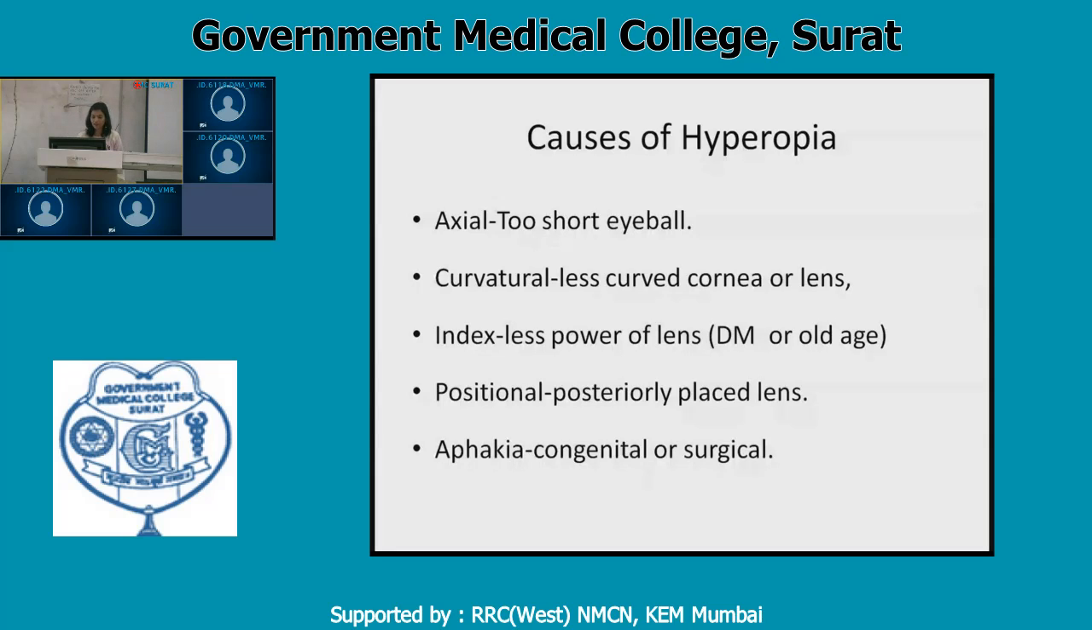Now what is the axial cause of hyperopia or hypermetropia? It is a too short eyeball. The anteroposterior diameter of the eyeball is short. That is why the image is formed behind the retina.